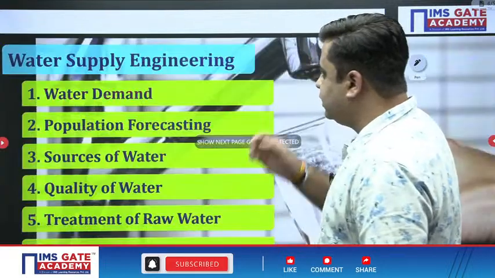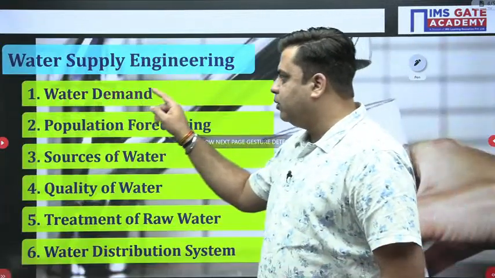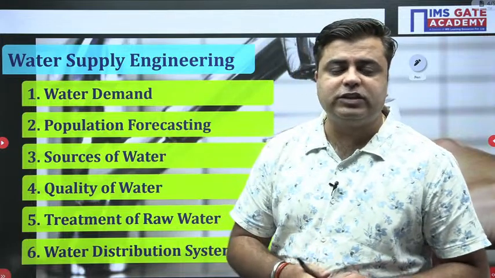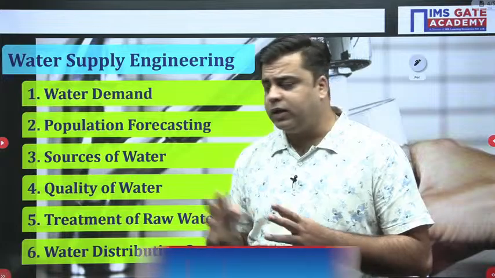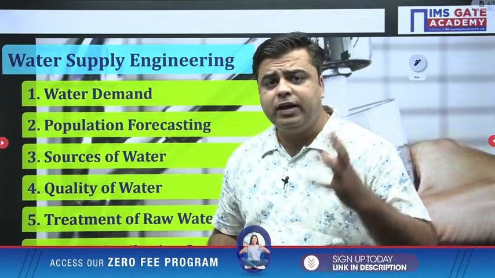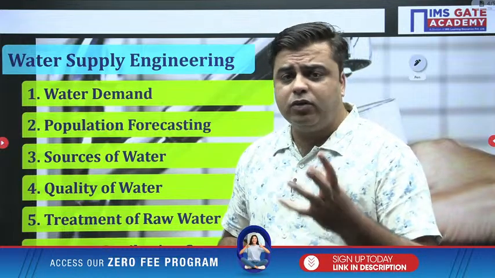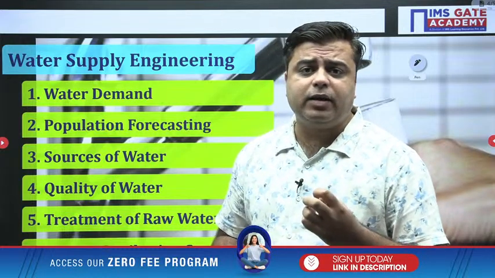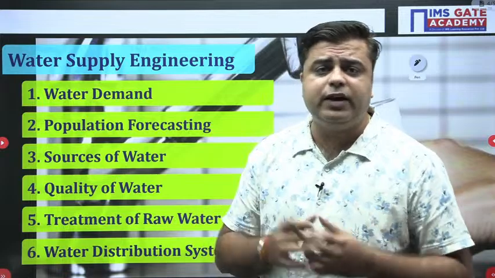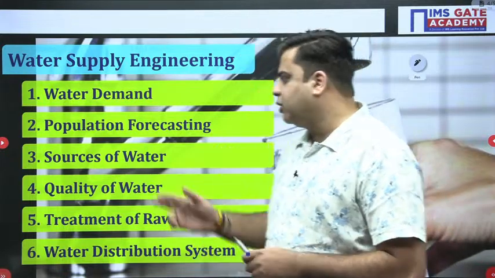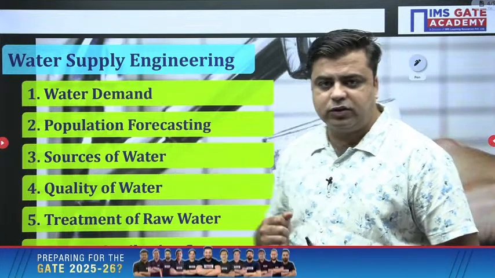Water supply engineering starts from calculating the amount of water required in the community. So the first topic of discussion is water demand. In water demand, we calculate how much water is required in the community. Once we know that, the next thing is to identify different sources from where we need to extract this water. So the next topic of discussion is sources of water.